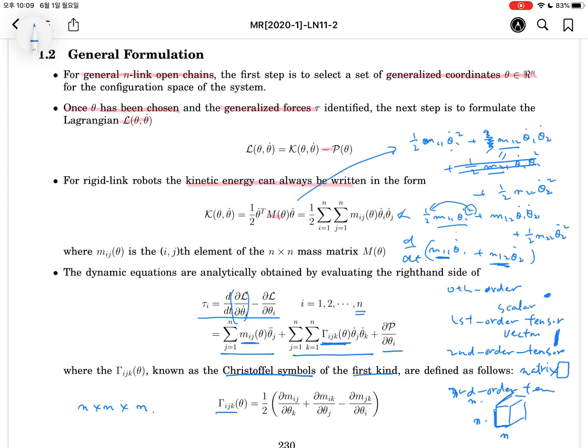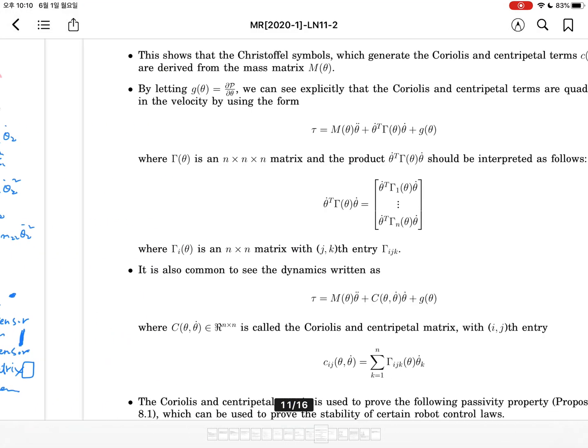Actually, this is the definition of the Christoffel symbol. It is only dependent on the inertial matrix. Mij should be differentiated with respect to theta k. Mik with respect to theta j. Minus mjk with respect to theta i. So 1/2 is taken like this. This will be used to describe the centripetal and Coriolis terms like this.